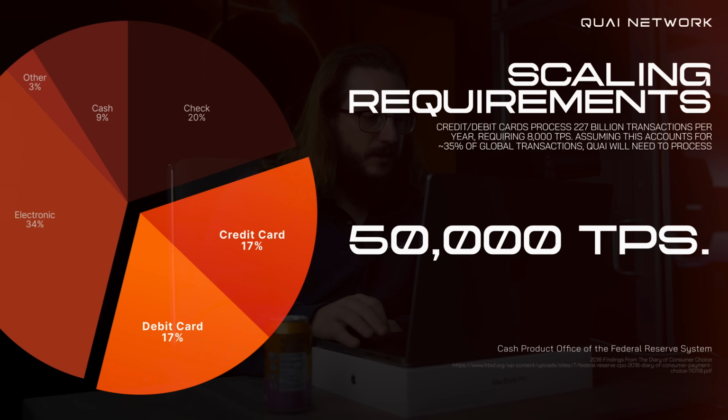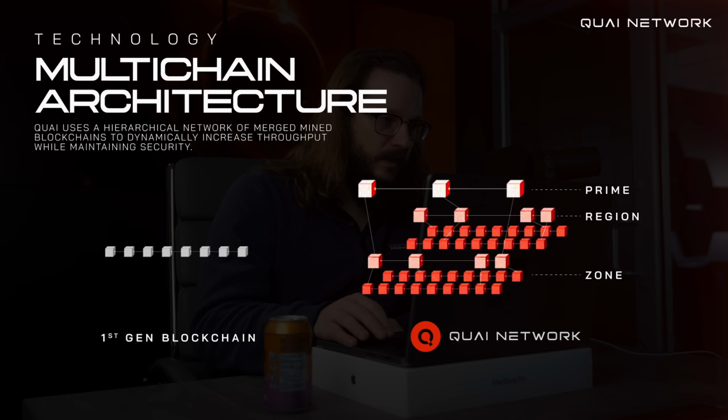How do we go about achieving scale? To understand how we go about achieving scale, we first need to understand the requirements of scale. Looking at electronic-based transactions and people that have access to the internet, we can see that there's roughly about 8,000 TPS in the current electronic payment systems. And so we can roughly get to the fact that we need about 50,000 transactions per second if we want to function as money worldwide.